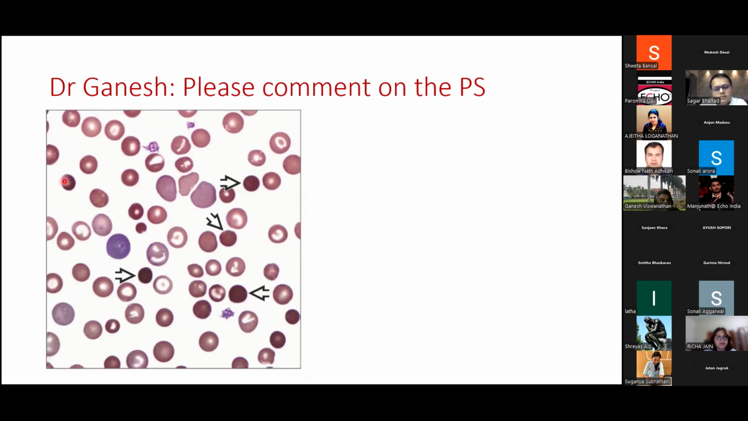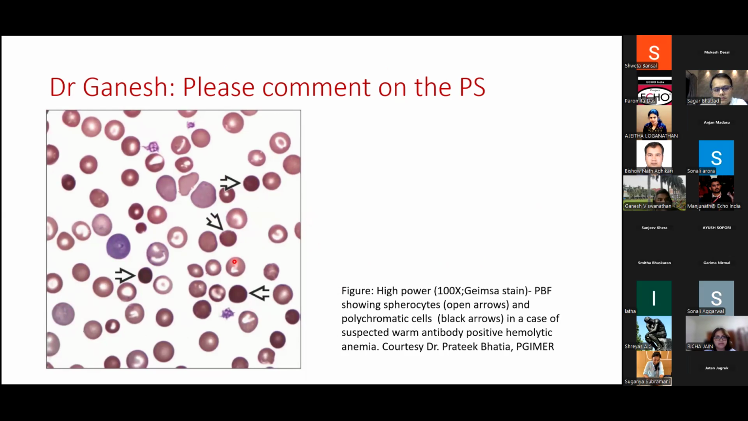Also, we can see cells which are larger, which show some bluish tinge inside the cells. So these are what we call polychromatic cells. These are basically reticulocytes. The RNA in them is picking up the blue stain, the nuclear material. So that is showing up as polychromatophils, which is a reflection of the underlying reticulocytosis. So the history and CBC findings and the PS findings put together suggest a hemolytic process which has spherocytes. So this is spherocytic hemolytic anemia.